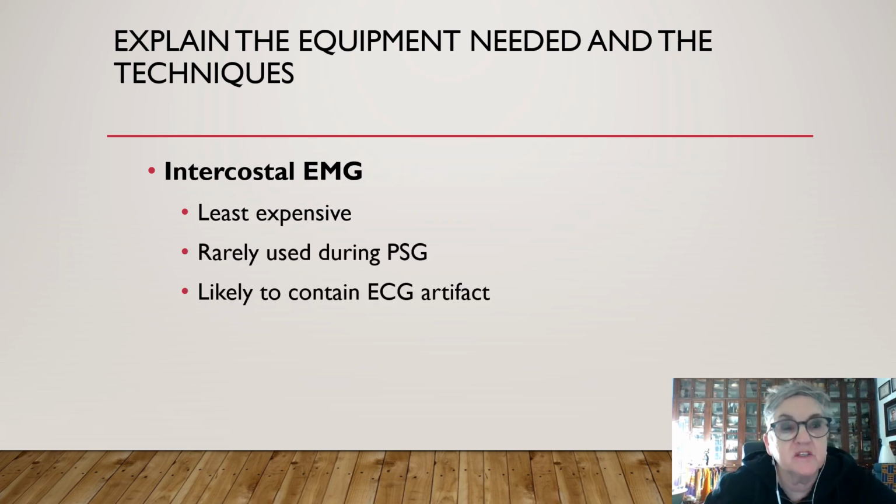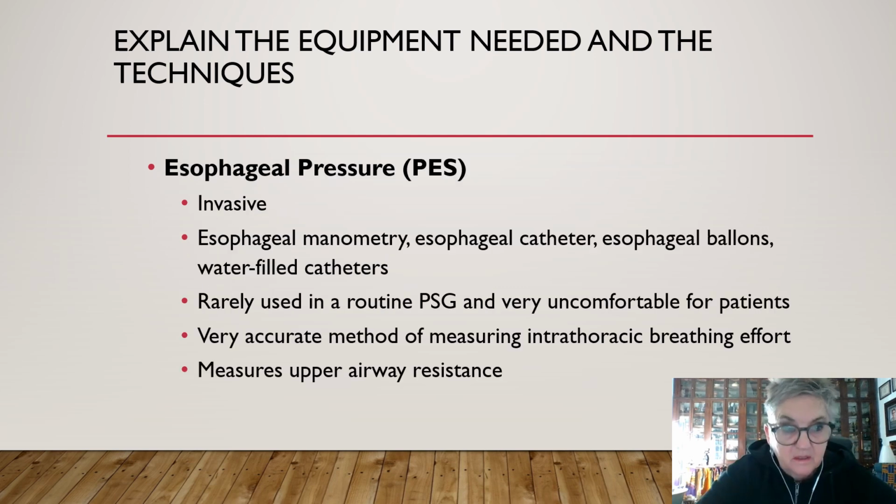Another device is called the intercostal EMG. It's least expensive, it's rarely used with PSGs, and it's likely to contain EKG artifact. Next on our list is the esophageal pressure gauge. It's invasive. It's an esophageal manometer, which can be an esophageal catheter, esophageal balloons, or water-filled catheters. They're rarely used in PSG and very uncomfortable for patients.